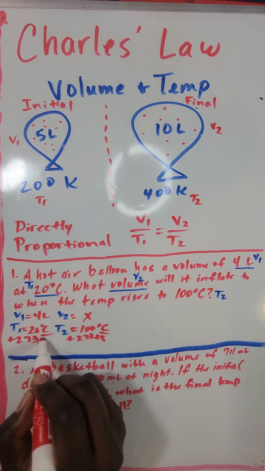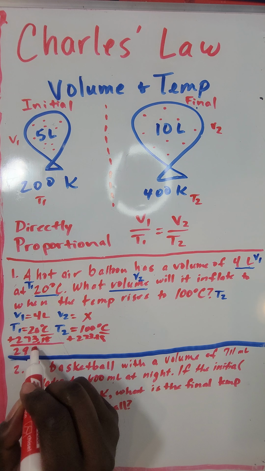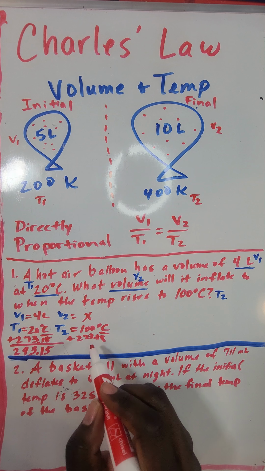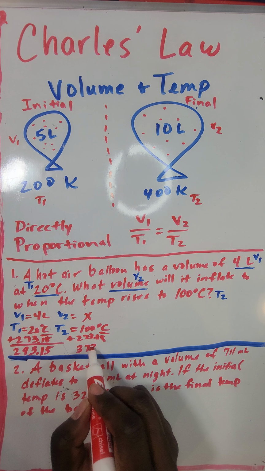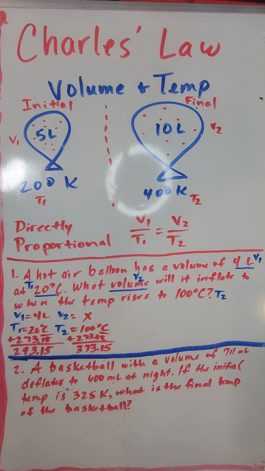and that will give you your Kelvin temperature. So this ends up being 293.15, and this one over here ends up being 373.15. Yeah, I use zeros to make it easy for you.